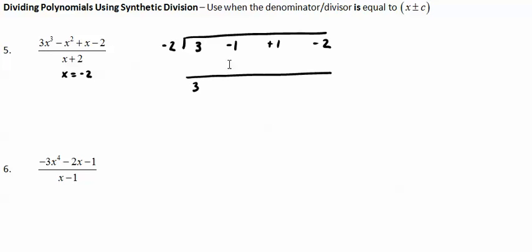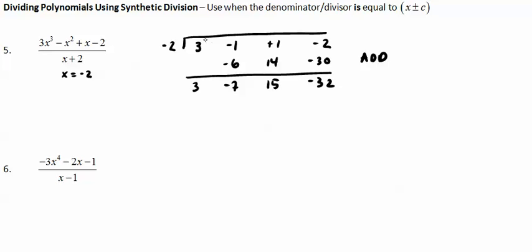3 times -2 is -6. And now with synthetic, you add. So -7, and -2 times -7 is +14. That's 15. -2 times 15 is -30, giving -32. So you're always just adding, so it's much simpler.